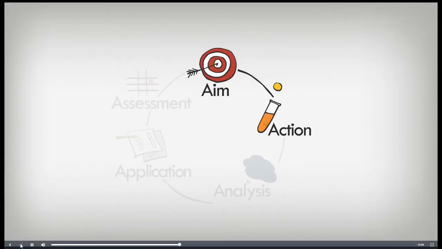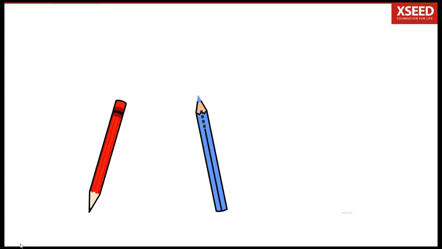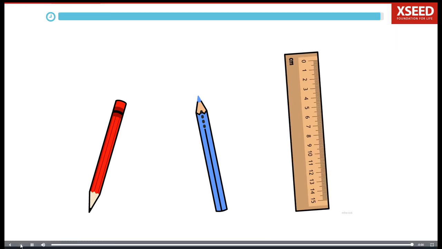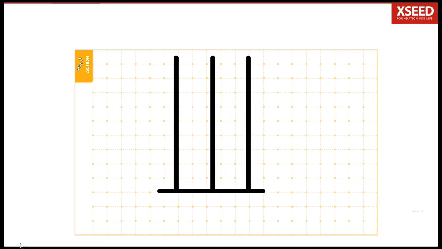Time for a quick activity. Let's get started. Take out a pencil, blue-colored pencil, and a ruler. Draw an abacus in the action section of your journal, like this. Label the rods as O to show the ones, T to show the tens, and H to show the hundreds, like this.